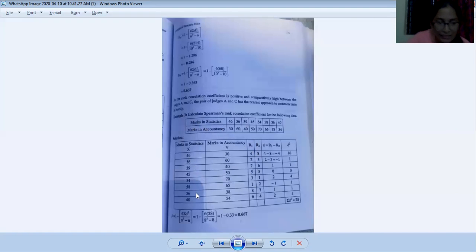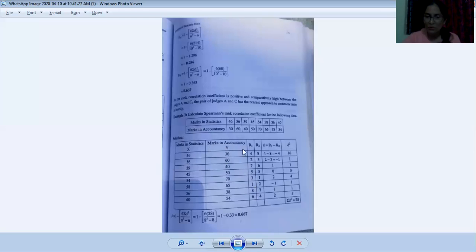Here you see that the highest value in x is 58. So 58 will get the rank 1. The second highest is 56, so that will get the value 2 for rank. And then the next highest is 54, and that's why we rank it as 3. So we rank them according to the values that are present in the series.